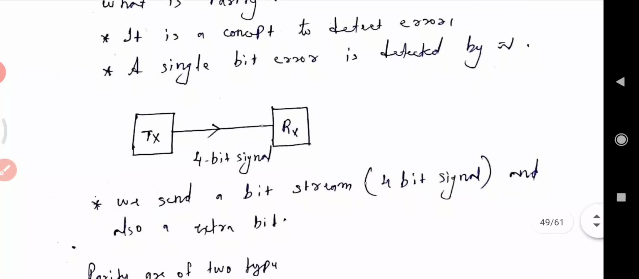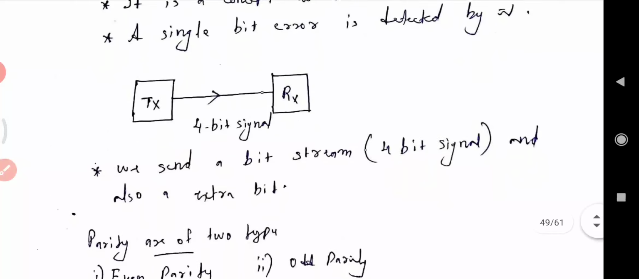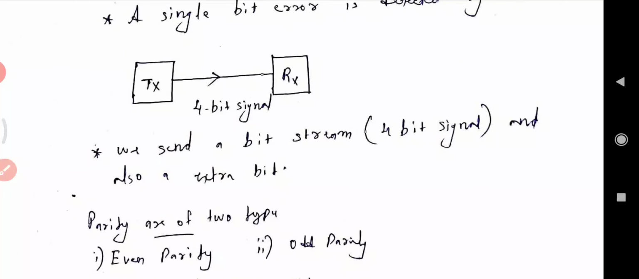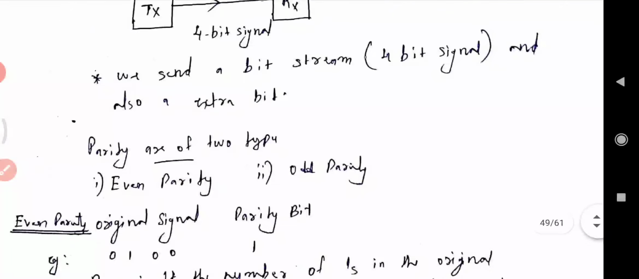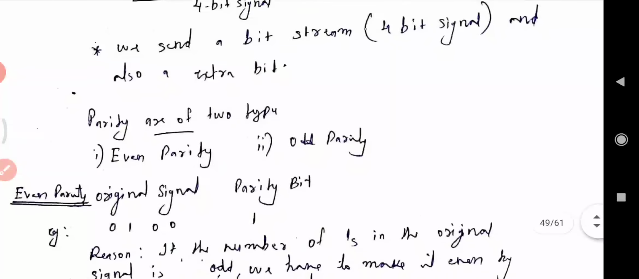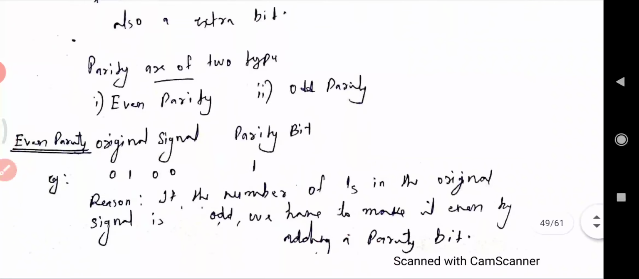In this figure, we can see that a transmitter is represented by Tx and a receiver is represented by Rx, and a 4-bit signal is passed. When we send a 4-bit signal, we also have to send an extra bit to rectify the errors. And in the examination, you will get questions like this. The parity is of two types, that is even parity and odd parity.